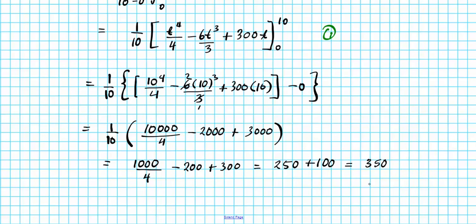And this is average velocity. Okay, what's the unit of velocity? Distance per time. The unit of distance in this problem is meters. The unit of time in this problem is minutes. So 350 meters per minute is your final result.